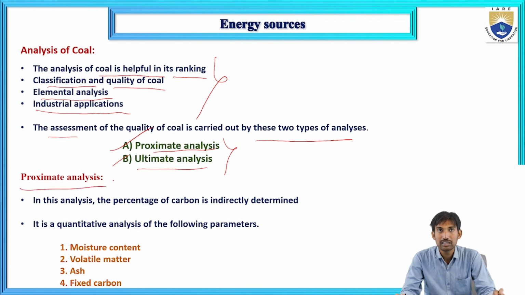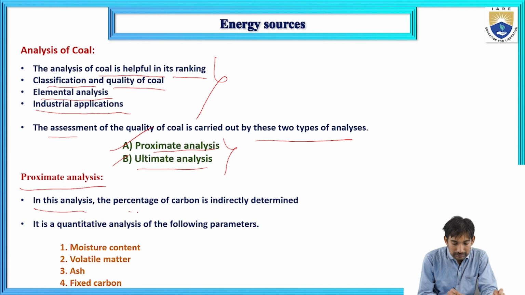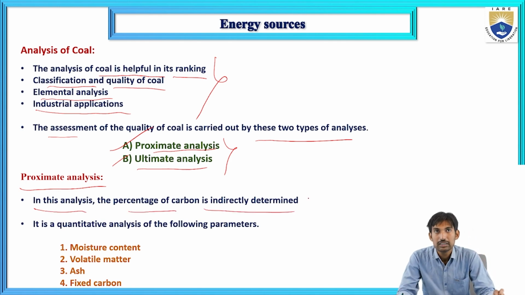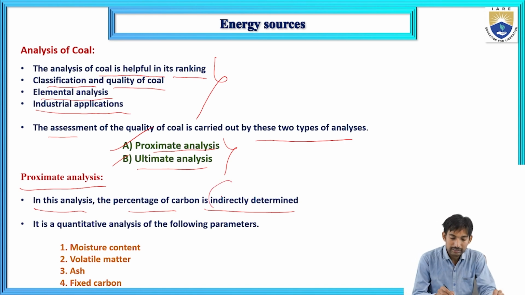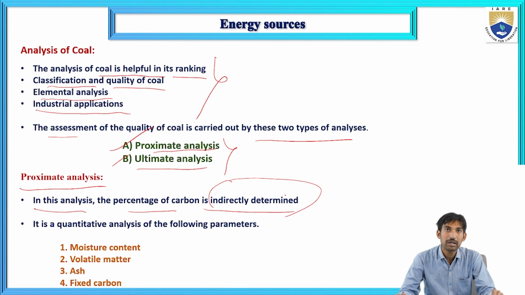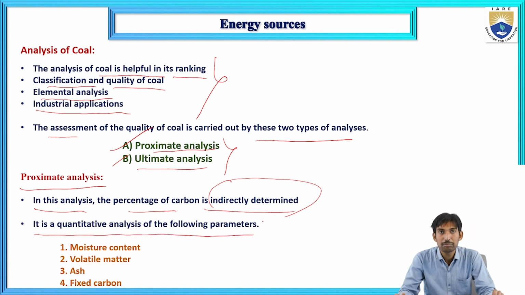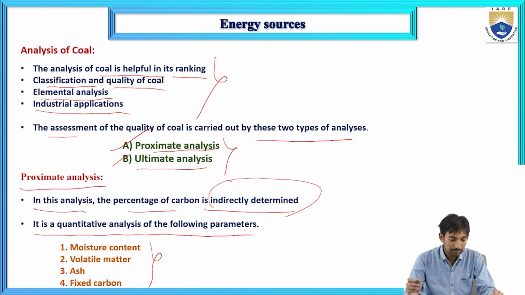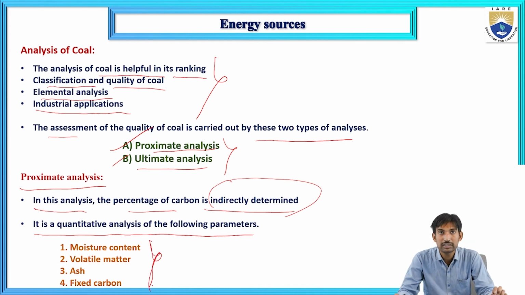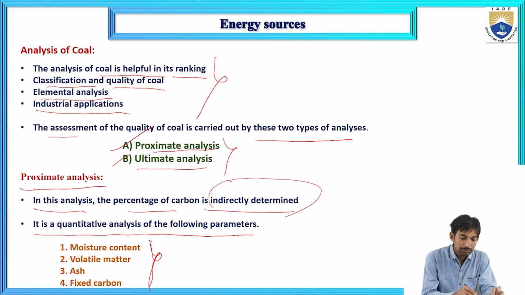In proximate analysis, the percentage of carbon is determined indirectly, not directly. It is a quantitative analysis of the following parameters. By using proximate analysis, we can determine quantitatively how much of moisture content, volatile matter, ash, and fixed carbon is present in the coal.